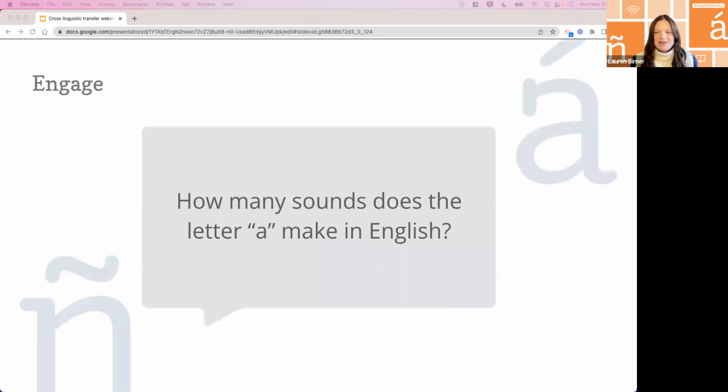So we are going to take a moment now, and I'd love to hear your answers in the chat about this question. Think about how many sounds does the letter A make in English? Too many. Yes, that's the truth. All right. See some 7s, 8s, 5s.